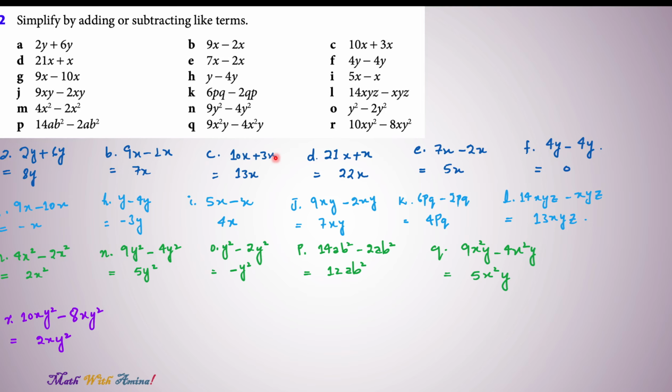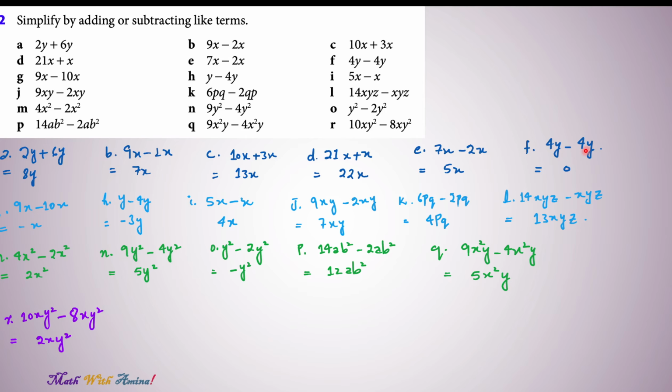10x plus 3x is equal to 13x. 21x plus x. So in here we are having x, it means there is 1 as a coefficient. So 21 plus 1 is equal to 22x. 7x minus 2x is equal to 5x. When we subtract 2 from 7, we get 5, and the variable will be the same.